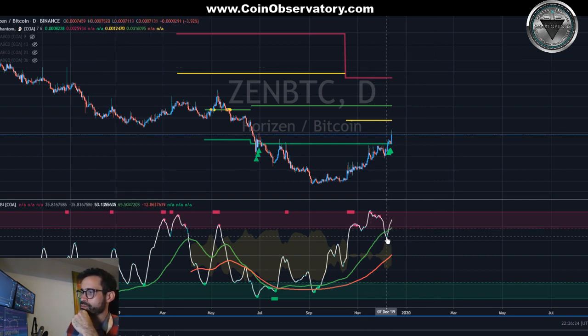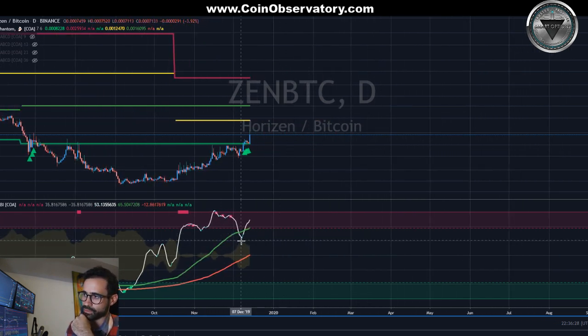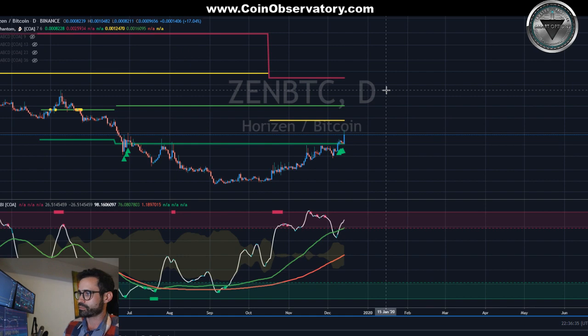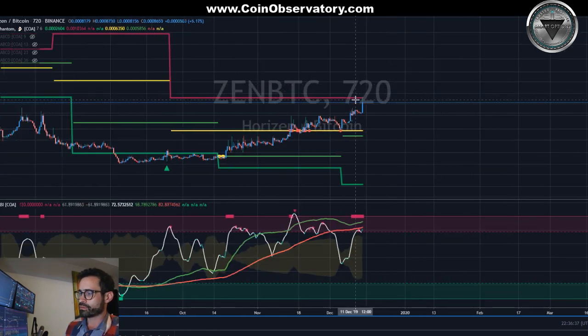This was a good bounce. Somebody would have been like, oh, it's gonna dump, it's gonna dump. But then they see RBI turning blue on this bull flag type setup. Phantom on the dailies just now signaling buy. Let me try a 12 hour.